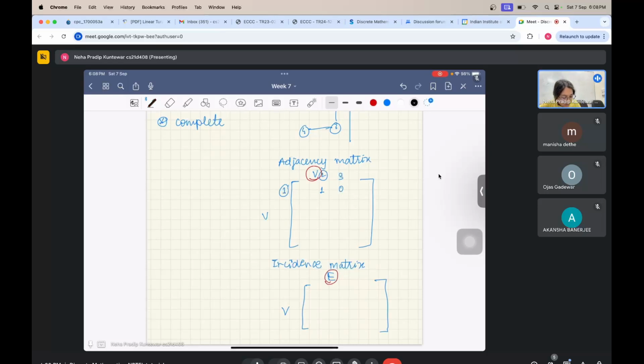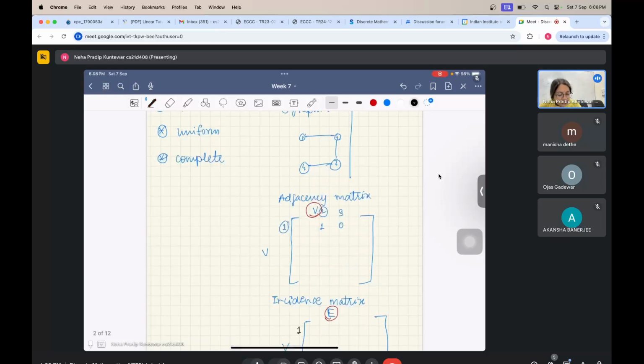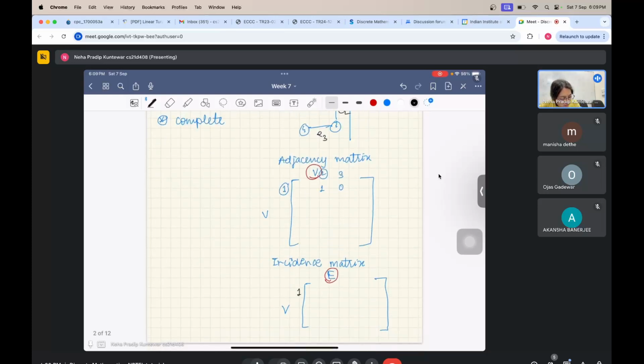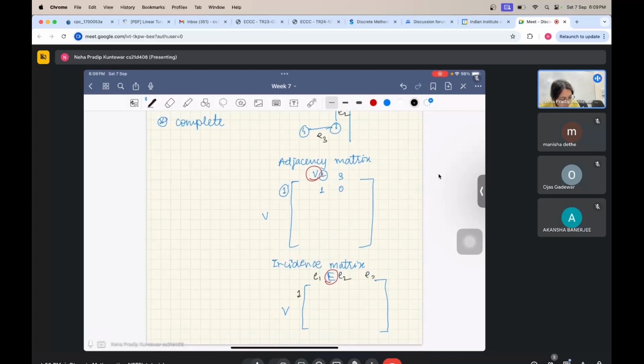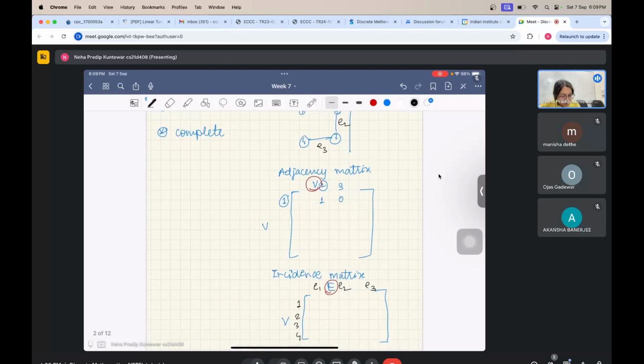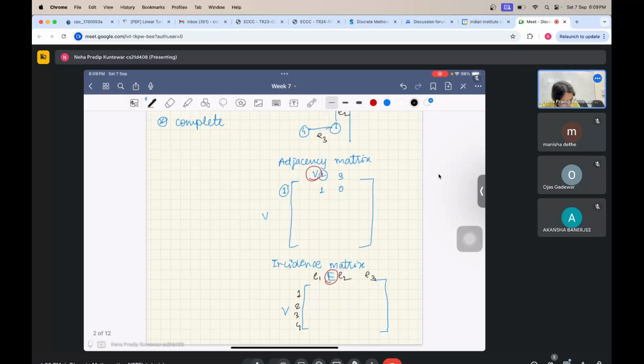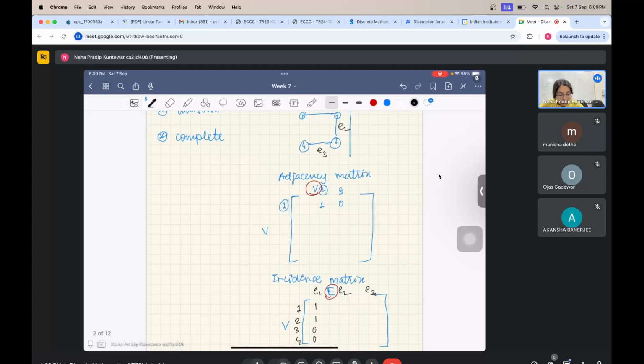And what you do is, you label the vertices and the edges. So this is e1, e2, e3, and so on. On this side you will have e1, e2, e3. On this side you have 1, 2, 3, 4. And say the edge e1 is incident on the vertices 1 and 2. So you write a 1 here and a 1 here, and zeros everywhere else. Similarly, can you tell me the entries for this column?